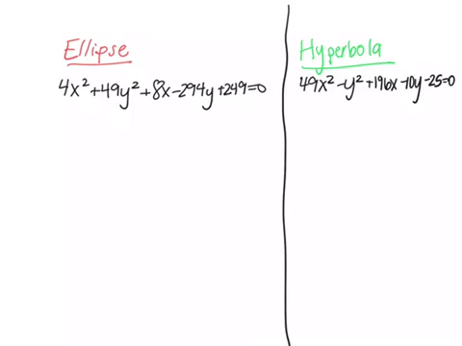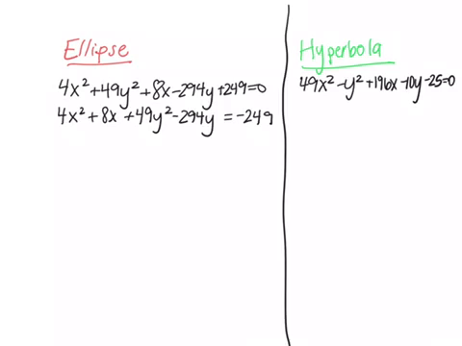So I'm going to start with the ellipse. I'm going to begin by rewriting this so that the terms with matching variables are grouped together. And then I'm going to move that constant term over to the other side, which is very similar to what we've been doing throughout the course of the chapter. So this would be equal to negative 249 at this point.